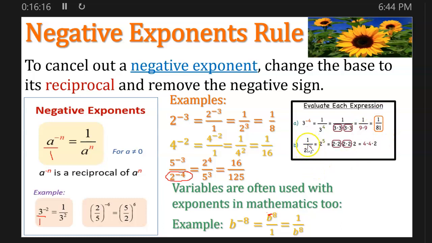Here, the negative is in the denominator. We flip it to the numerator, which is going to make this 2 to the 5th over 1, which is just the same as 2 to the 5th. And that ends up being 2 times 2 times 2 times 2 times 2, which is also 16 times 2, which is 32. Let me write that down for you, 32.